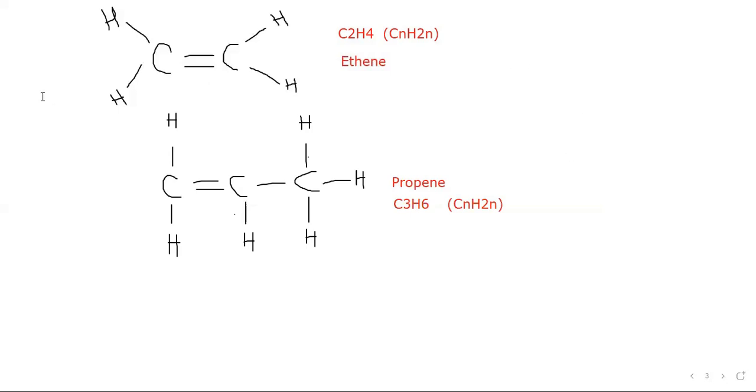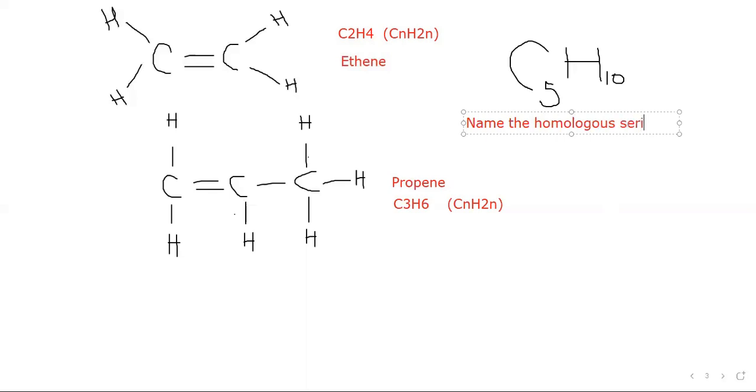Suppose the examiner gives you the formula C5H10 and asks from which homologous series this compound belongs, and to explain your answer. Let me write it: name the homologous series.